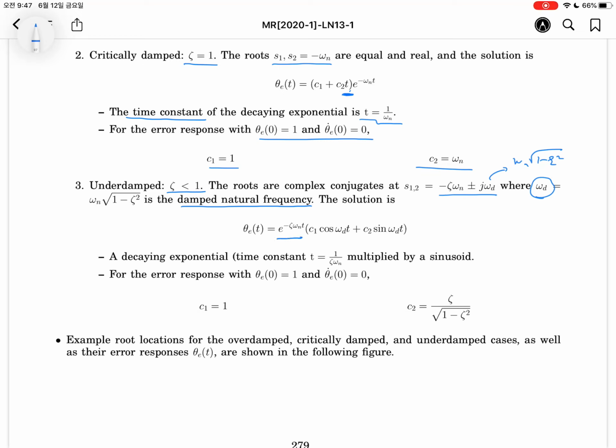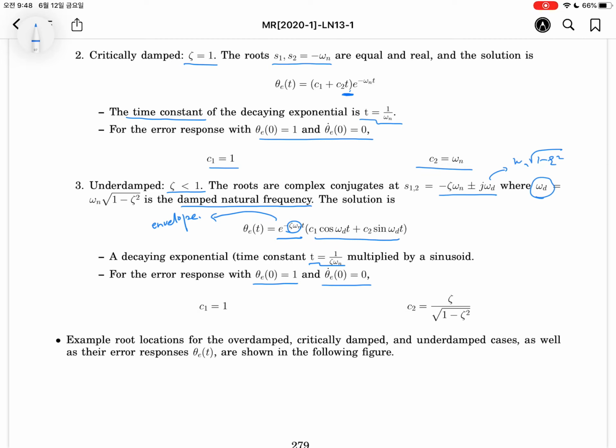Okay, the solution will be given by e^(-zeta omega n t). It is called the envelope. It determines the overall shape of the response, and sine and cosine terms are also given. C1 and C2 are also given from the initial conditions. And here, the inverse of zeta omega n will be equal to the time constant.